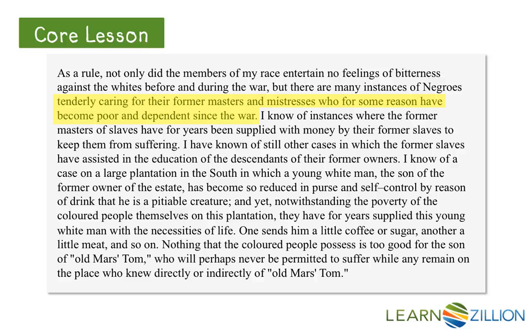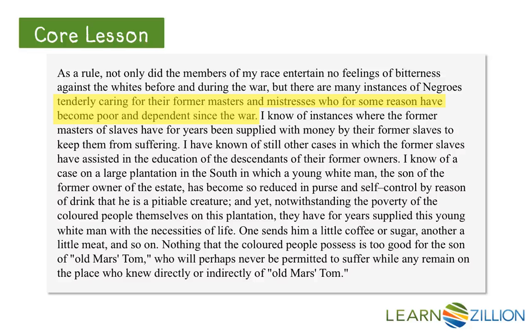And as I read through it, the first line that stands out to me is this one about the black people tenderly caring for their former masters and mistresses who have become poor and dependent. This stands out to me because it shows that black people have more power than their former masters. They are the caretakers in this situation. So what I'm noticing is an under the surface meaning or an implied meaning rather than the surface meaning.